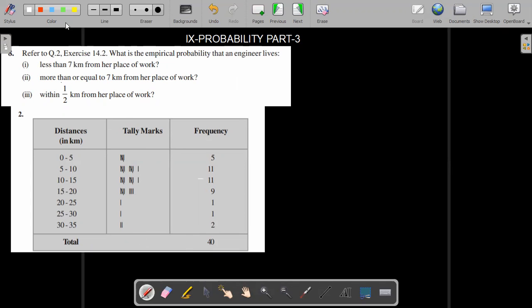Here what is given is that the number of engineers living 0 to 5 kilometers from their workplace is 5, and 5 to 10 is 11. Like this we have the data for 40 engineers in total. We have to find the probability of less than 7 kilometers from the workplace. We can write the probability of the event, less than 7 kilometers.